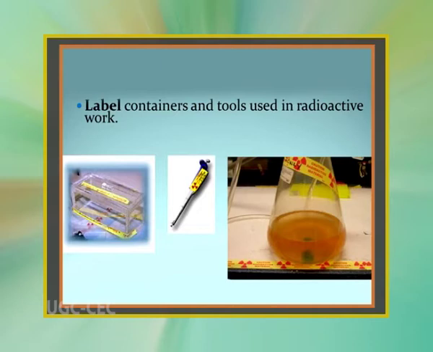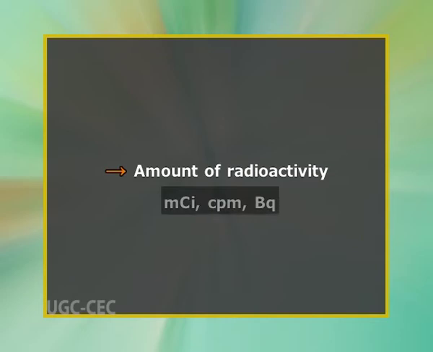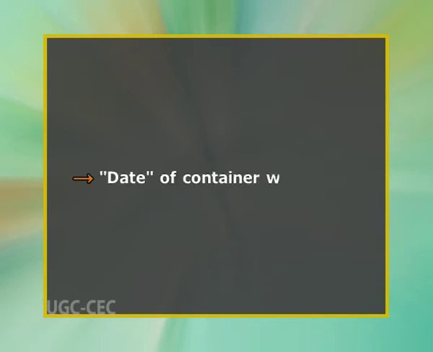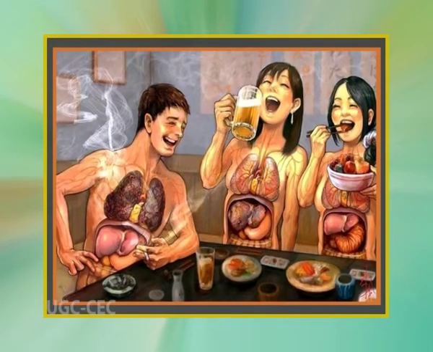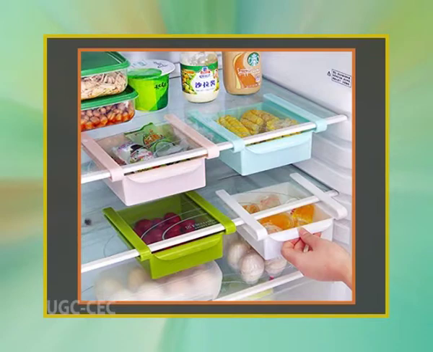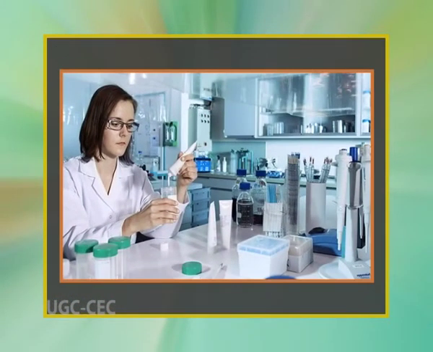Second, all bottles, beakers or other containers containing radioisotopes will be labeled with a radioactive material sign or tape, and the following information will be present on the label: type of radioisotope C14, H3, P32, CO60, etc. The amount of radioactivity, MCI, CPM, BQ, etc. Date the container was labeled. Number 3. Eating, drinking, smoking, the storage of food and drink in the refrigerators and the use of cosmetics in the radioactive laboratory is specifically prohibited.